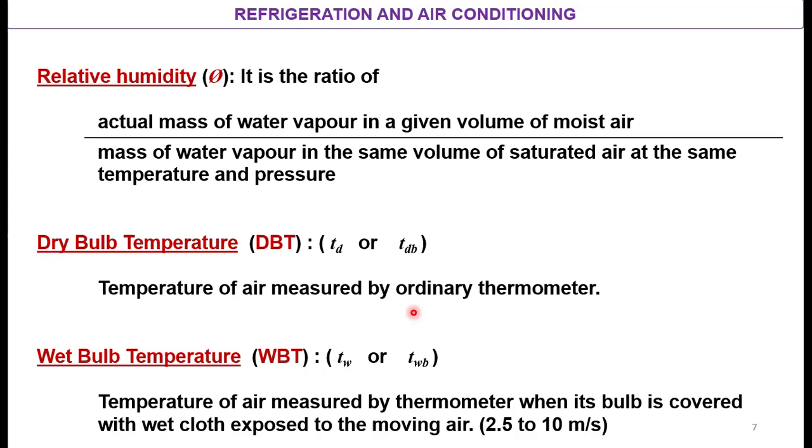Then we will define the different temperatures used in psychrometry. First is the dry bulb temperature, or DBT. It may be expressed as T sub D or T sub dB, where dB stands for dry bulb. It is nothing but the temperature of air which is recorded or measured by any ordinary thermometer.